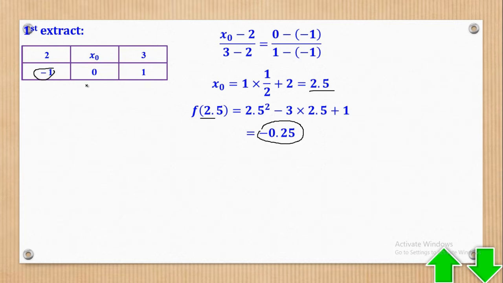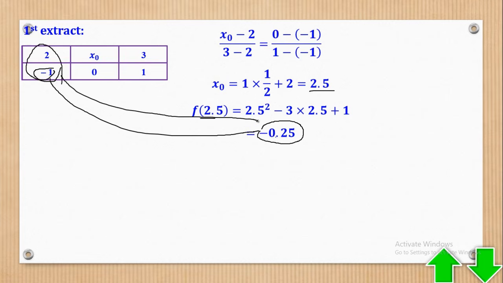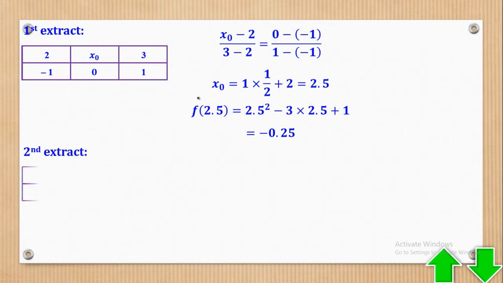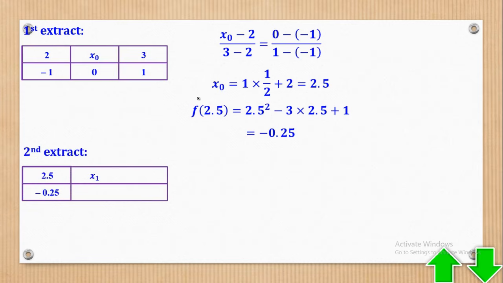Now after that, we are going to compare this f of 0.25 and these values. So if you compare it with this negative value, you realize that this value is closer to 0 than -1. So what does that mean? It means that we are going to remove this and replace it with this, and that will be our second extract. So we have replaced this f2 with f2.5 to get x1.